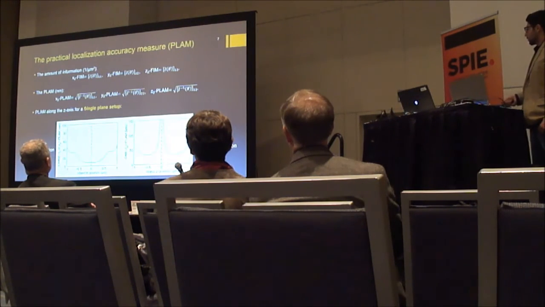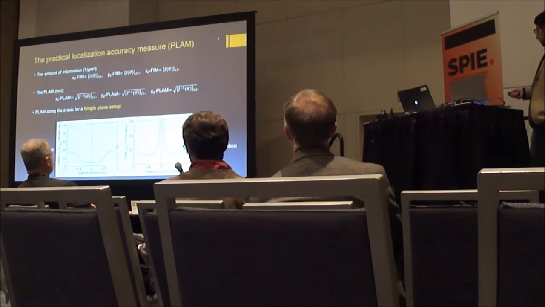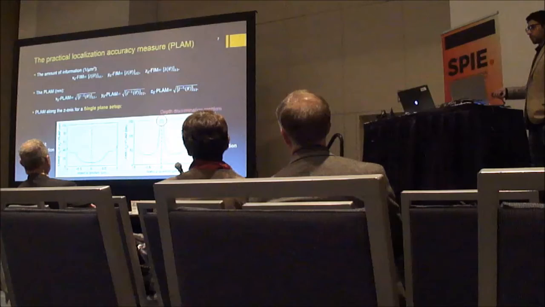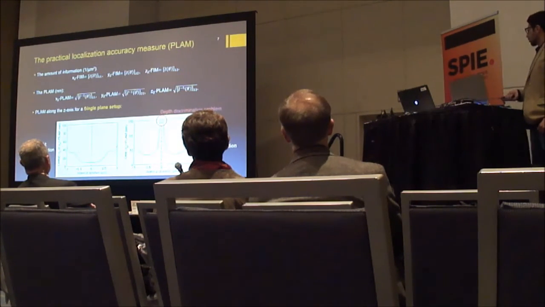But if you look at the axial PLAM, so this is the axial element, or the Z0 PLAM, versus the object Z position, as you can see, we have a very large value very close to the plane of focus. And this is actually the depth discrimination problem which we're going to talk about. So now we have a method to quantitatively look at it.